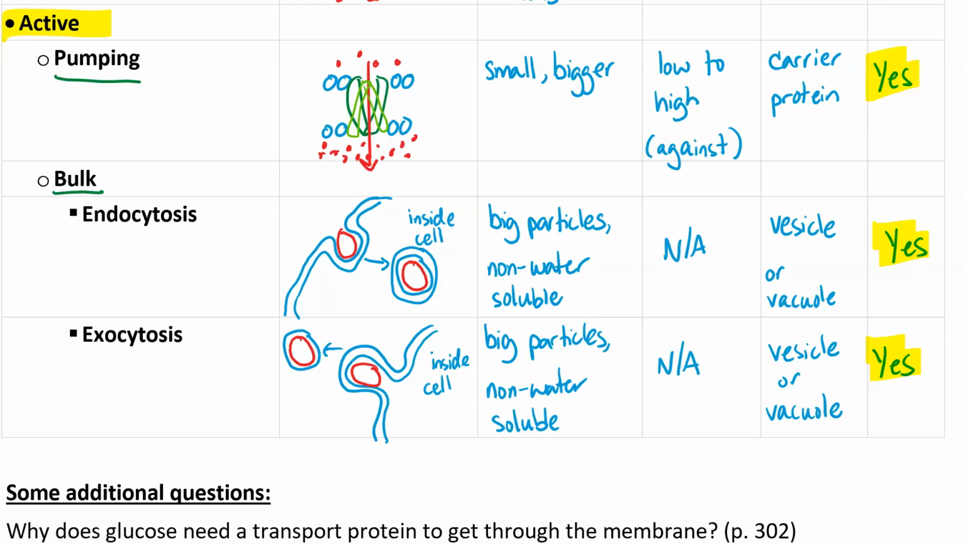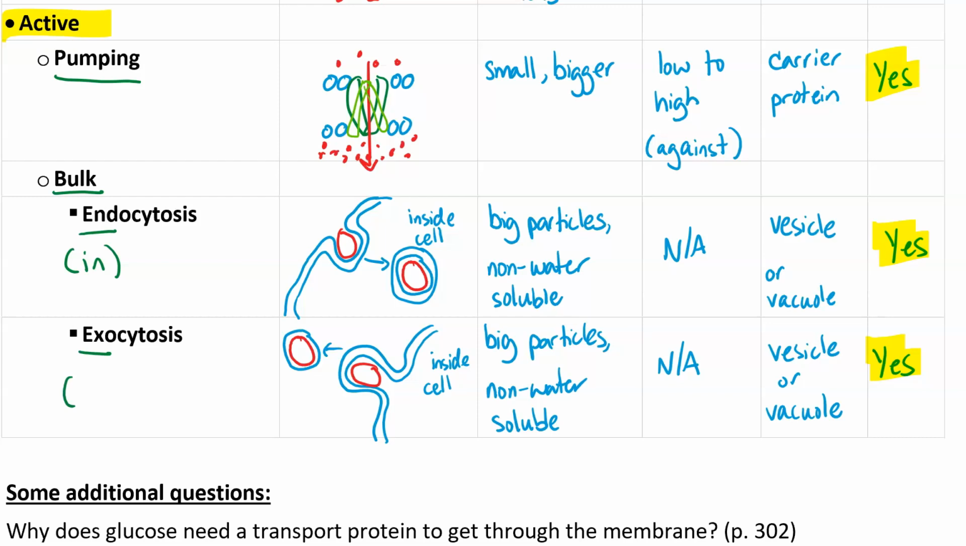Finally, you have bulk transport. Two types of bulk transport. Endocytosis, you can think of N as in. So it's when the cell membrane actually folds into the particle and creates a vesicle or a vacuole and brings that particle inside the cell. So the membrane actually folds around the particle that's trying to come in the cell.